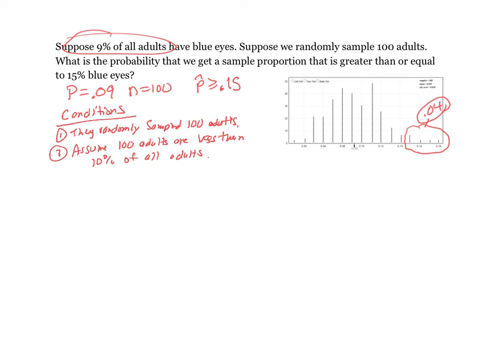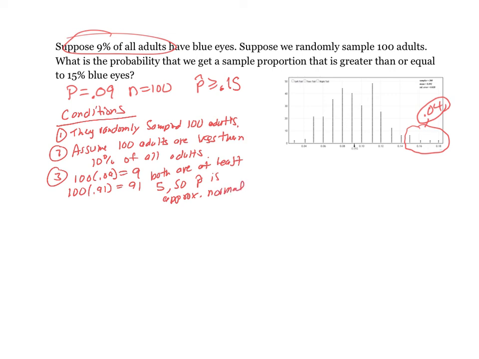Okay, and then our third one, we would say 100 times 9% equals 9, and 100 times 91% equals 91. You could say both are at least 5, so p hat is approximately normal. Okay, so that would be another way to run through the conditions. You could write just 3 separate sentences if you didn't want to do the paragraph way that I showed you in the previous example.